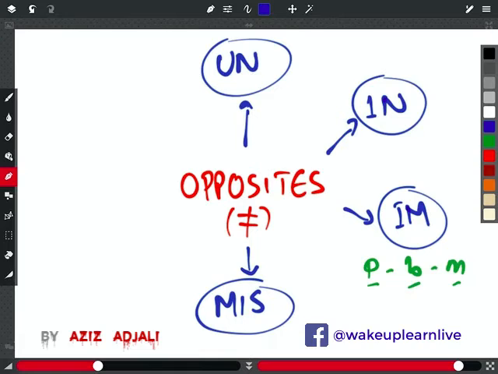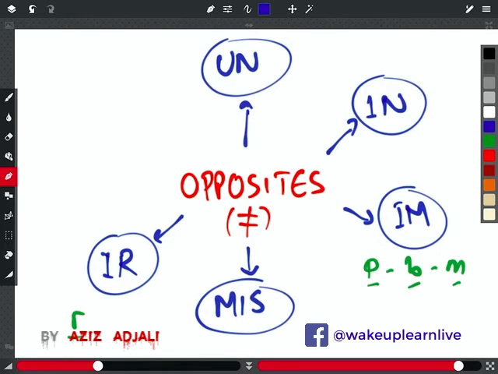Next we have the ir. So for ir also we have a general rule with words starting with r. For example, relevant, regular, rational, recoverable, responsible, resistible, all these. So for most of the words starting with r, for the opposite we add ir. So it will be irrelevant, irregular, irrational, irrecoverable, irresponsible, irresistible, all of that.